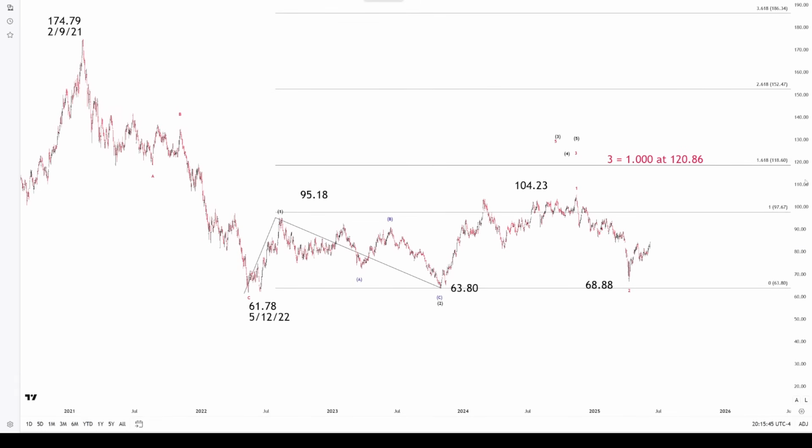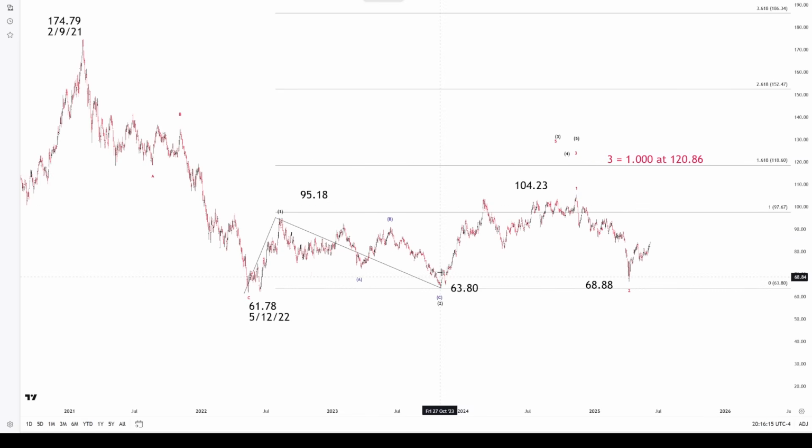Man, it's had a really rough bear market here. You can see these lows, 61.78, and then 2 points higher at 63, and then 5 points higher at 68. It's not breaking wave counts, but it sure is coming darn close, isn't it? So we have a 1 up here from that May of 2022 low, and an ABC correction for 2, and we're looking for 3. 3 equals 1 at 120.86. Hasn't gotten there yet, okay?